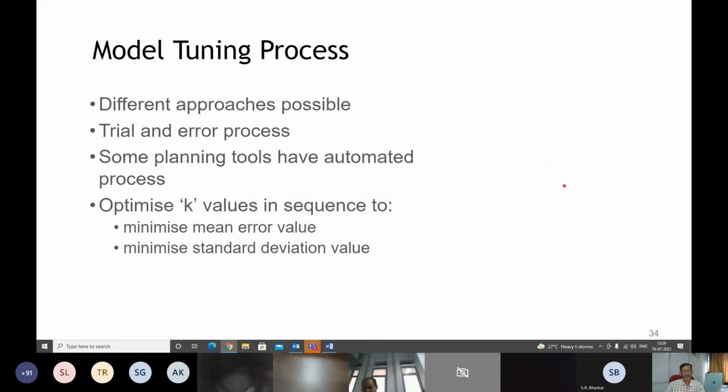So in this CW process, the K values, the coefficient values, ultimately should result in the following when you compare the predicted values and the actual values from a drive test. The mean error should be minimum and the standard deviation should also be very low. Less than say 7 or 8 dB standard deviation should be okay, and the mean error should be within plus or minus 1 dB. The mean error should be very close to zero.